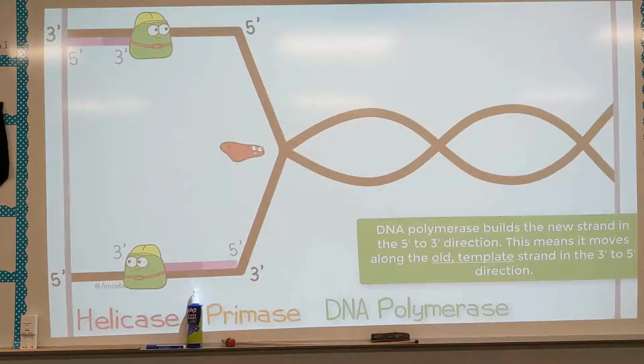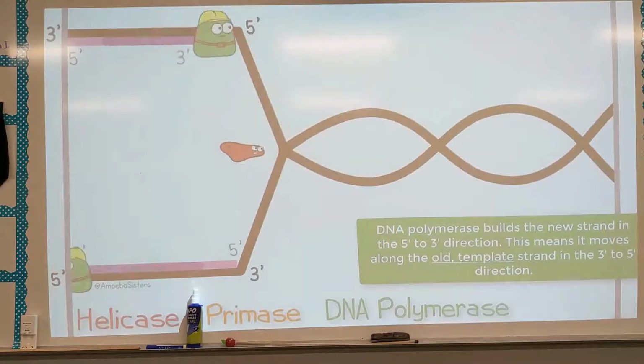Now, the thing about DNA polymerase is, when it's building a new strand, it can only build the new strand in the 5' to 3' direction, meaning it adds new bases to the 3' end on the new strand. See how it's being built in the 5' to 3' direction? This one is called the leading strand.